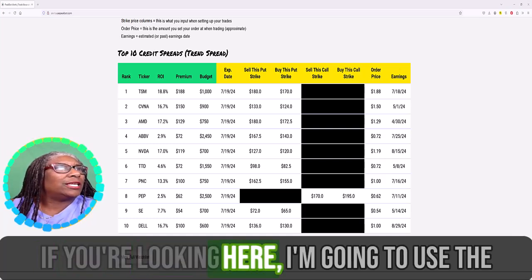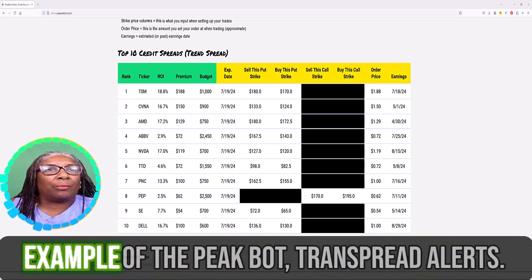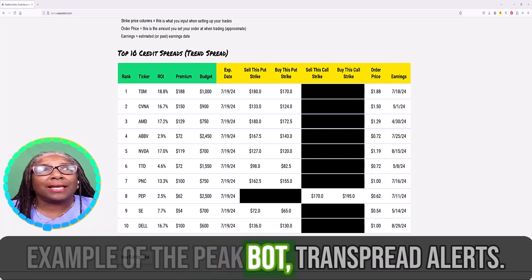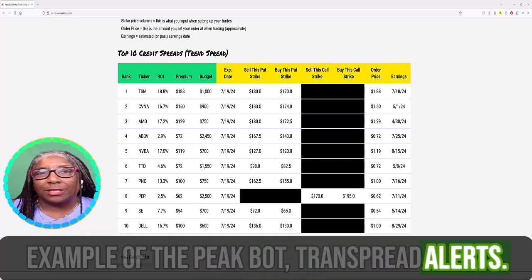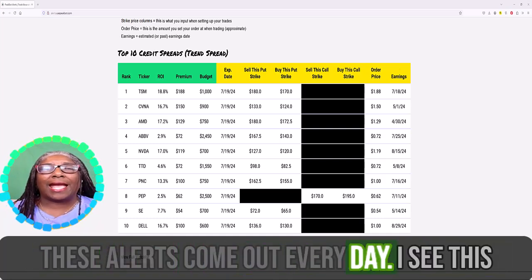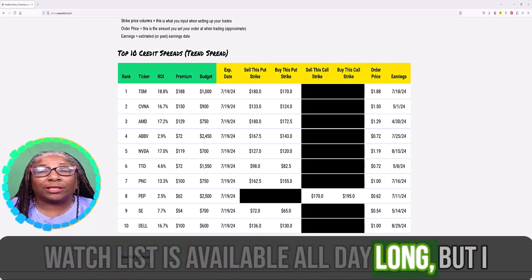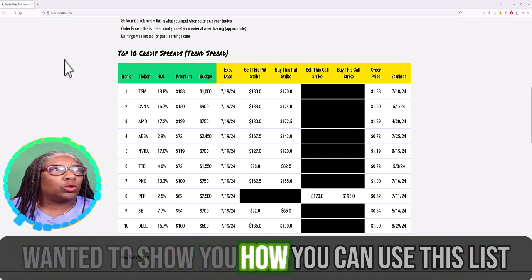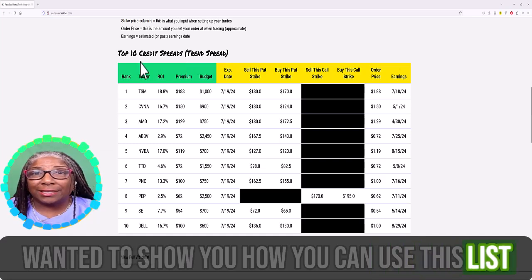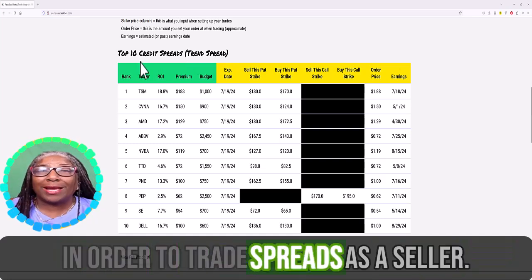If you're looking here, I'm going to use the example of the Peakbot trend spread alerts. These alerts come out every day. Actually, this watch list is available all day long, but I wanted to show you how you can use this list in order to trade spreads as a seller.